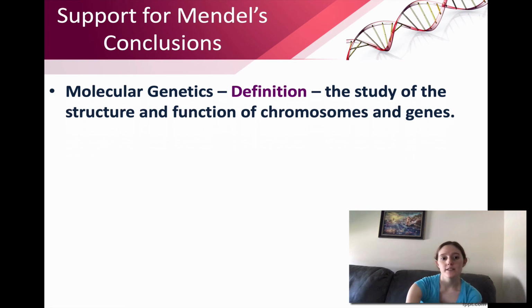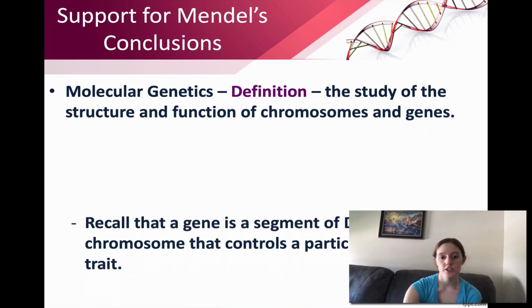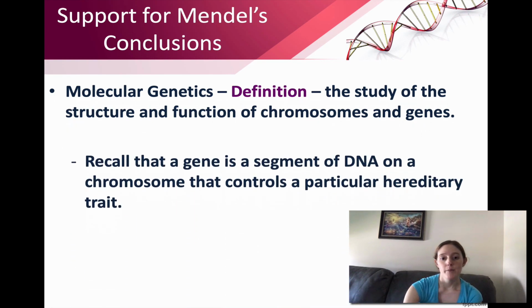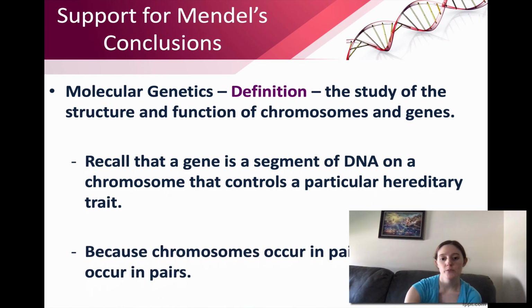Molecular genetics is the study of structure and function of chromosomes and genes. And if you remember back to talking a little bit about DNA, a gene is just 1 segment of DNA on a chromosome that controls a particular trait. So because chromosomes occur in pairs, genes also occur in pairs.